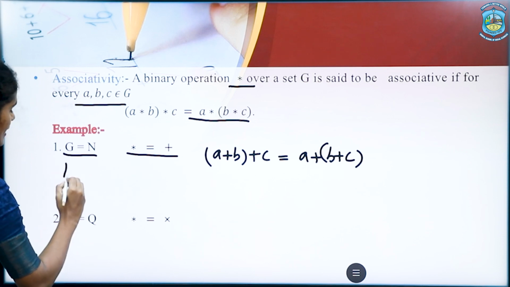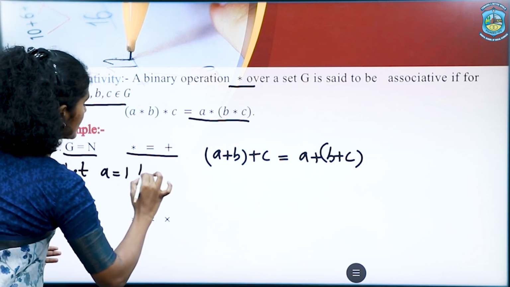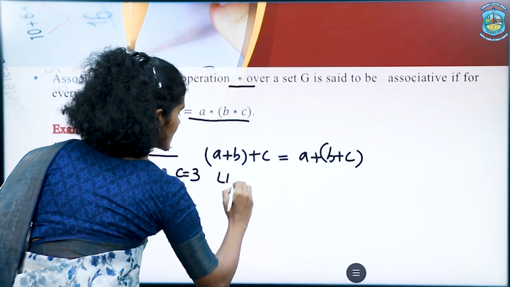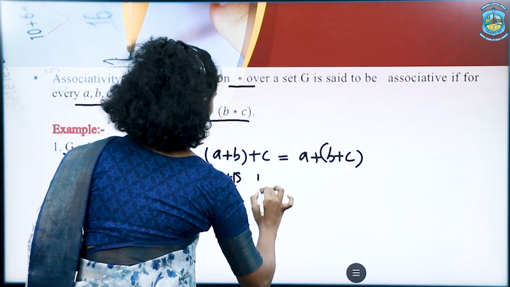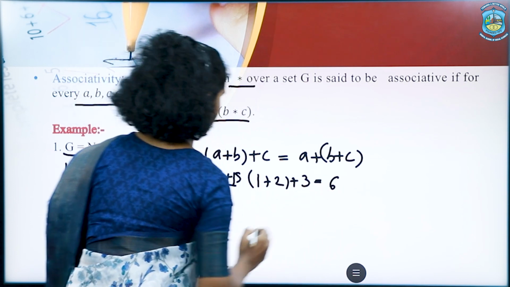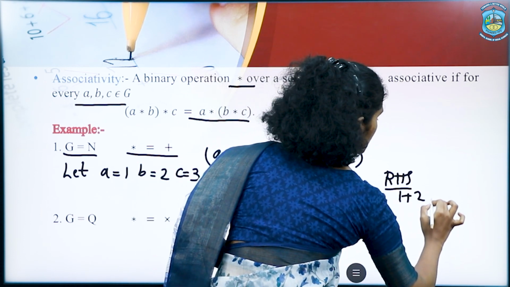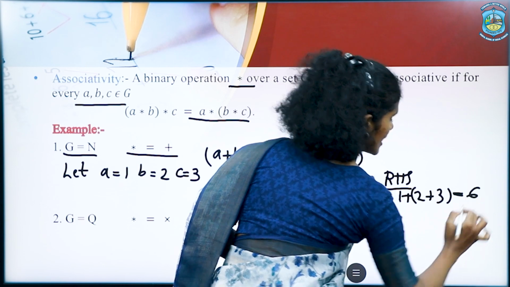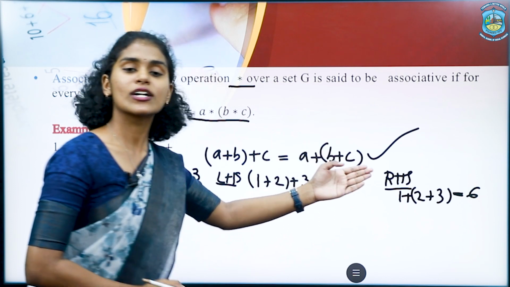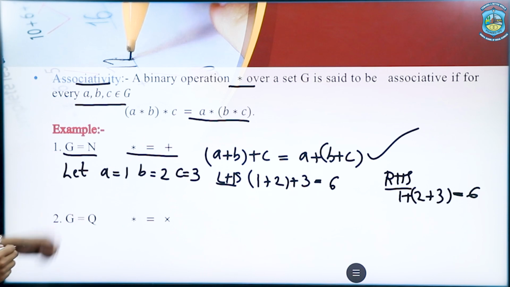Let us consider three natural numbers. Let A equal to 1, B equal to 2 and C equal to 3. Now first we will see LHS: 1 plus 2 plus 3. What is it? It is equal to 6. RHS: 1 plus 2 plus 3. It is equal to 6, which implies left hand side is equal to right hand side. Implies that this condition holds. So we can say that associativity is satisfied in this case.